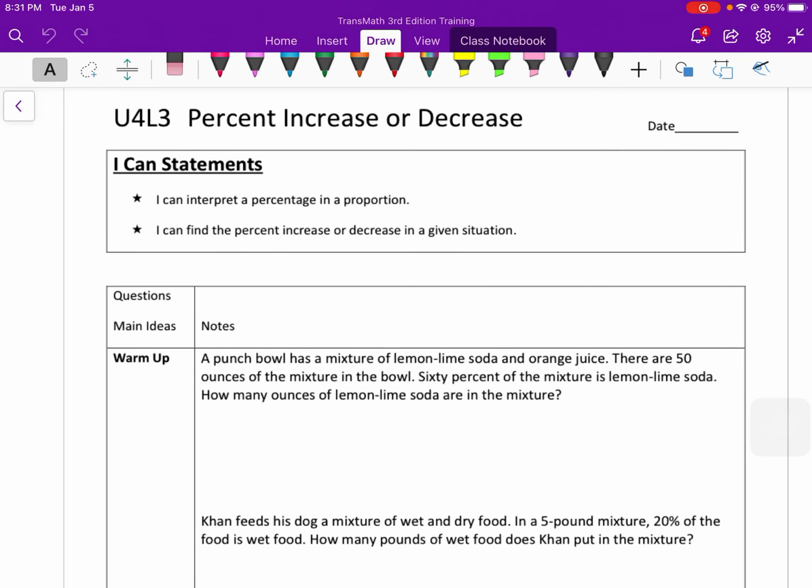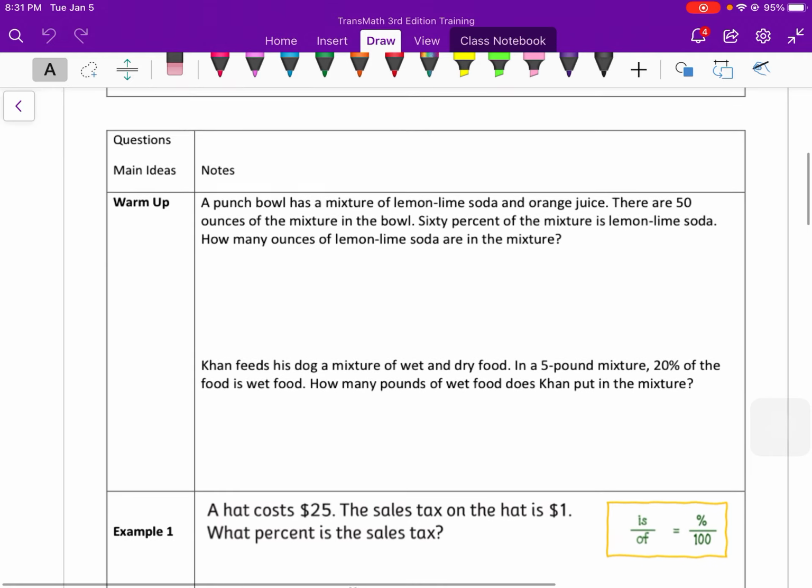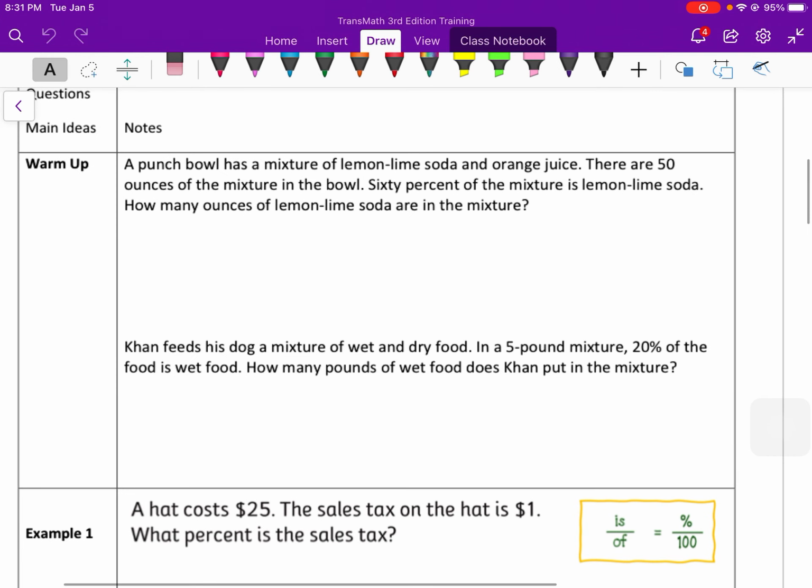In this video, we're going to look at percent increase or percent decrease. We're going to start with a couple review problems, maybe worded a little bit differently than what we've seen last week, but let's read through it.